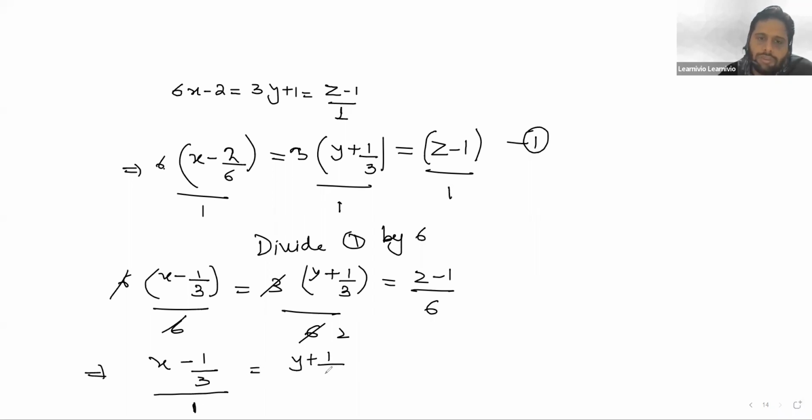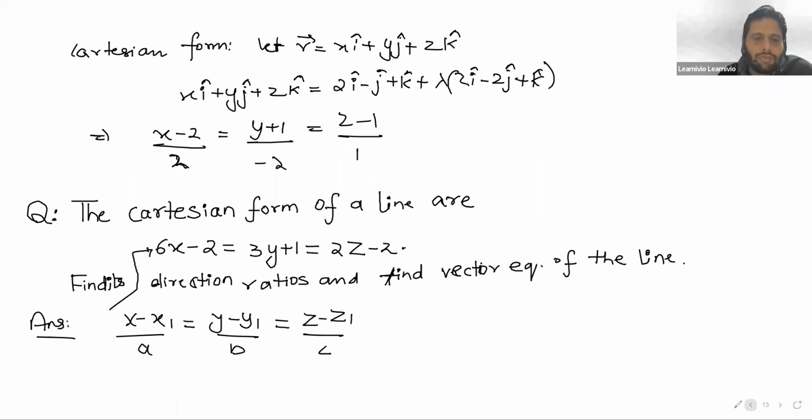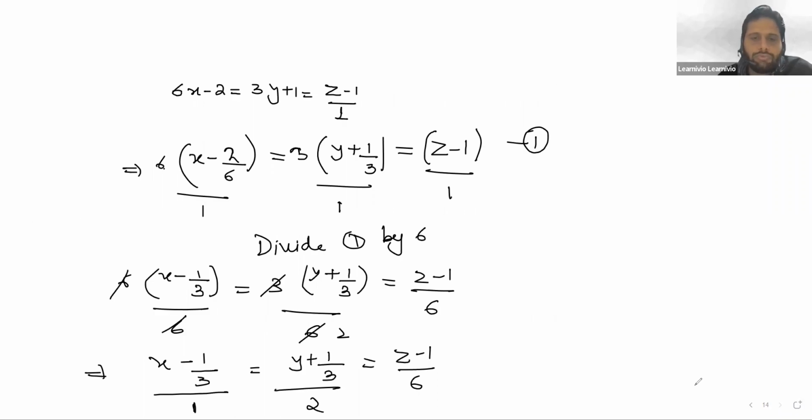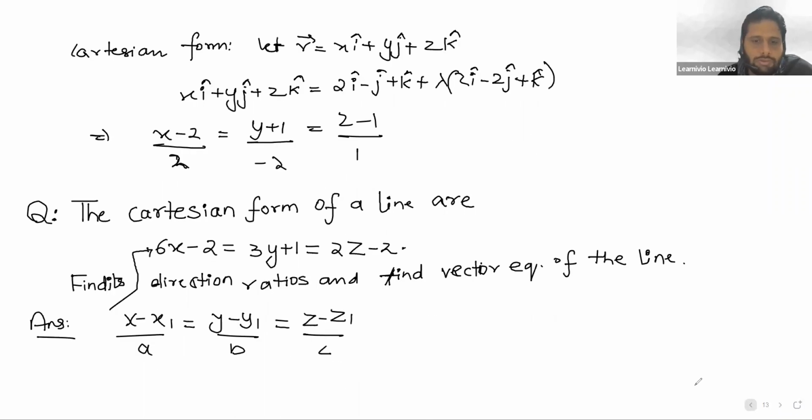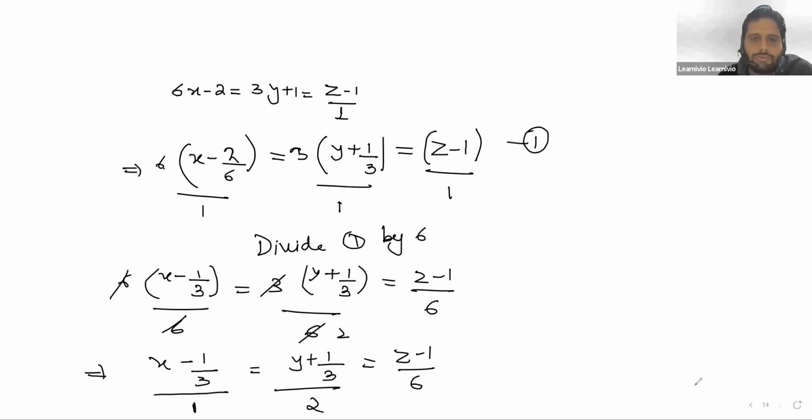y plus 1 by 3 by 2 is equal to z minus 1 by 6. Okay, so here we have 2z minus 2. I missed this: 3y plus 1, 2z minus 2. So here we have 2z minus 2, and we have taken 2 common. So here we have a 2, and this 2 will get cancelled out. So here we will get a 3. Now we get our equation in the standard form.